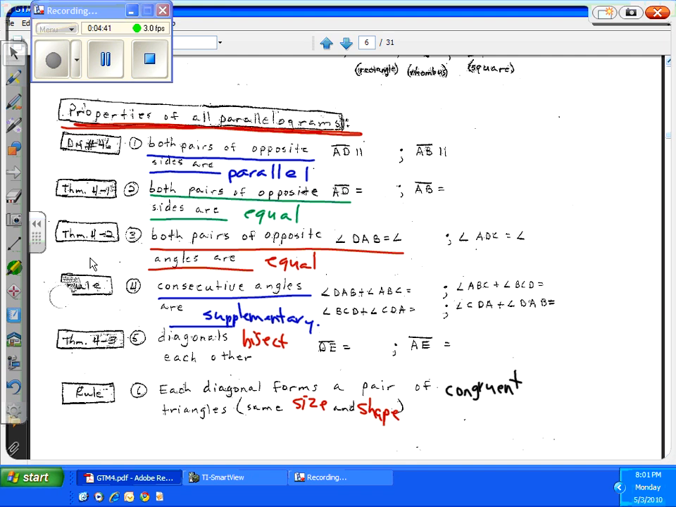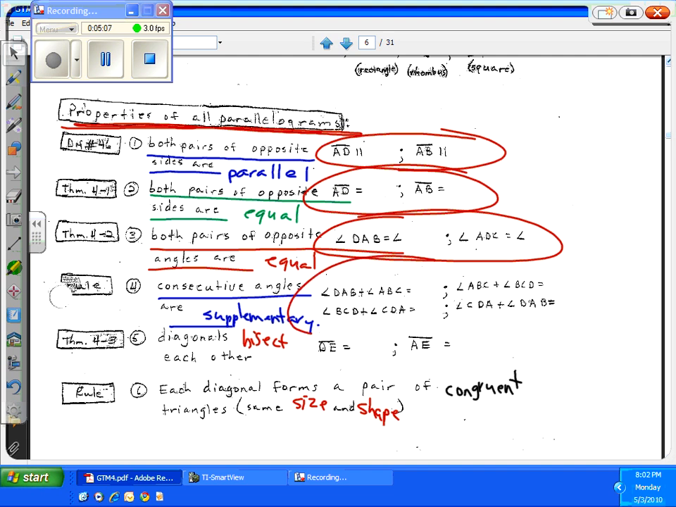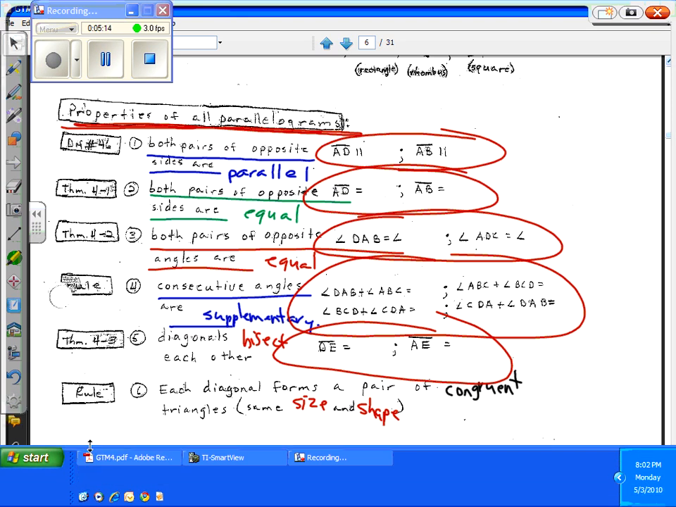So in parallelograms, both pairs of opposite sides are parallel. Both pairs of opposite sides are equal. Both pairs of opposite angles are equal. Consecutive angles are supplementary. The diagonals bisect each other, and each diagonal forms a pair of congruent triangles. And here you can kind of see that in your student edition. This is all filled out as it refers to the picture. And so we'll go down to the picture and kind of look at that.